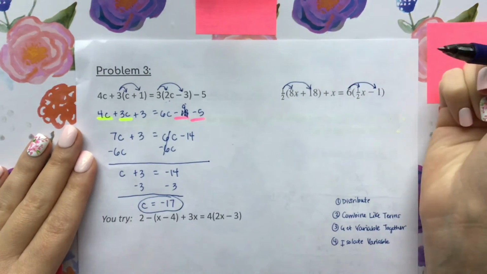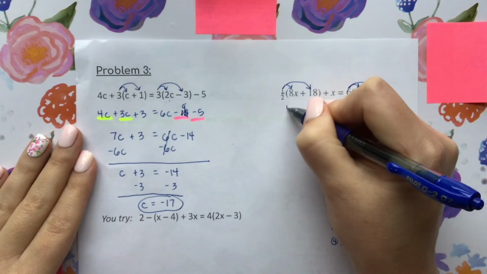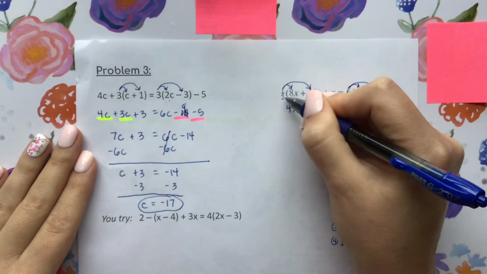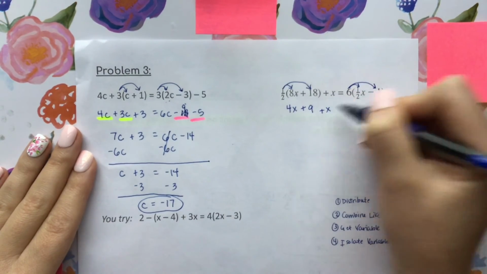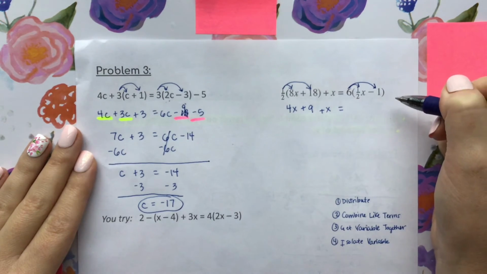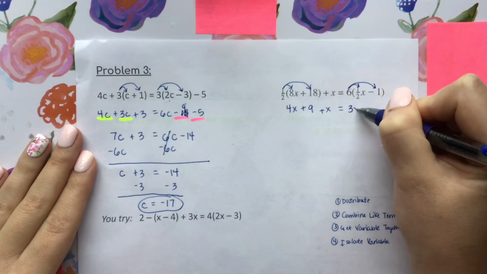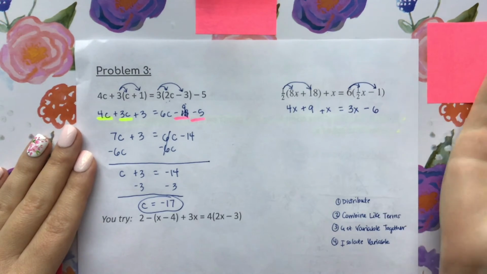So 1/2 times 8x, half of 8x, is 4x, plus half of 18 is 9, plus x is equal to 6 times 1/2 x. Well, what's half of 6? That's 3x, minus, and then 6 times 1, which is 6. So I took care of my distributive property.